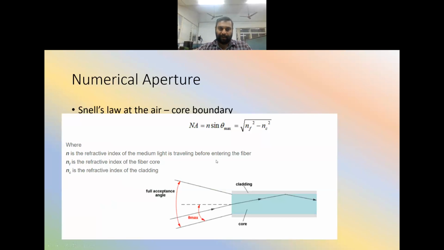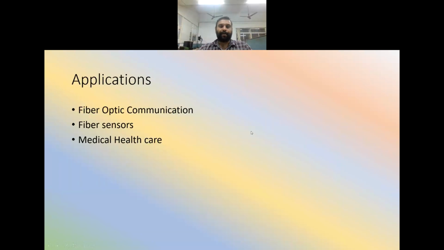Here, n is the refractive index of the medium. Theta max is the angle of acceptance. It is the angle between the acceptance cone and the normal. And nf is the refractive index of the fiber core, and nc is the refractive index of the cladding.